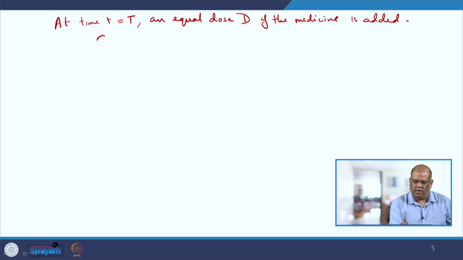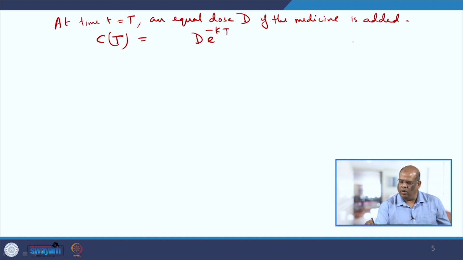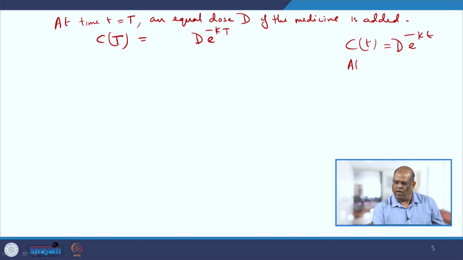So, what happens is that at time t equal to capital T, you already have D e to the power minus kT, because your concentration is C(t) equal to D e to the power minus kt. So, if I want the drug at time t equal to capital T, this will be C(T) equal to D e to the power minus kT.